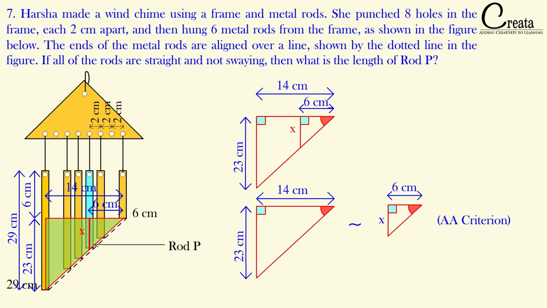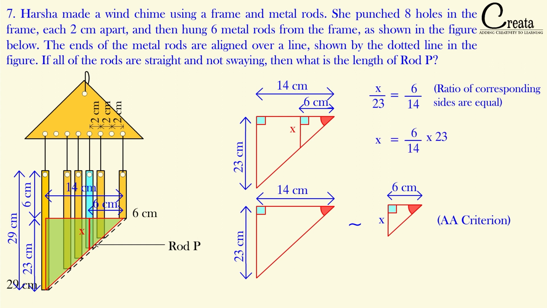So by angle criteria, both the triangles are similar to each other. Once we got that the two triangles are similar, we can say the ratio of their corresponding sides will be equal to each other, which will be x upon 23 is equal to 6 upon 14. These are the corresponding sides. Let's calculate the value of x.